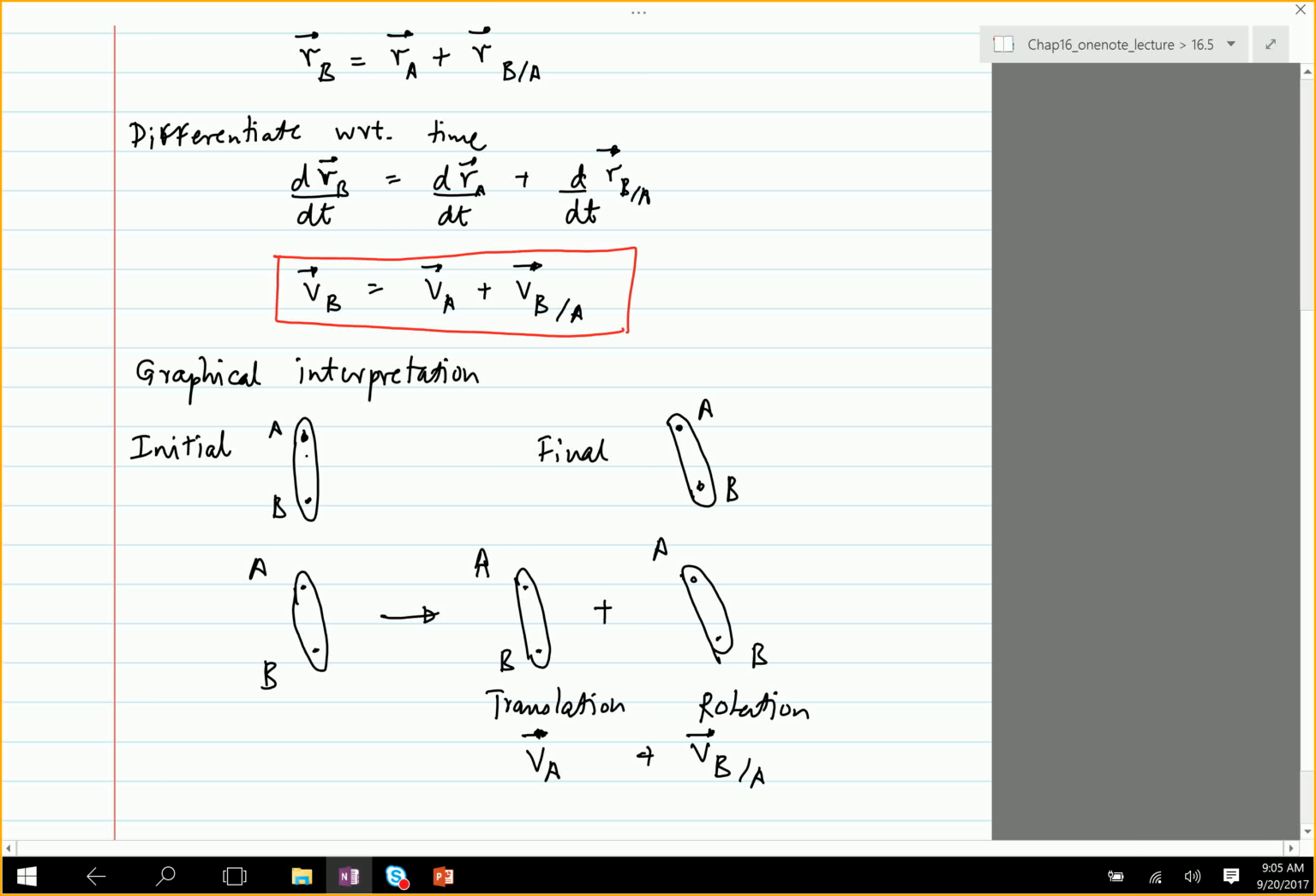Sir, if it's written as VAB, is that the same value or is it different? It is the same magnitude but different direction. When I write B with respect to A, the vector goes from A to B this way. If I write A with respect to B, the vector will go that way. So it's just going to be the negative of that one.